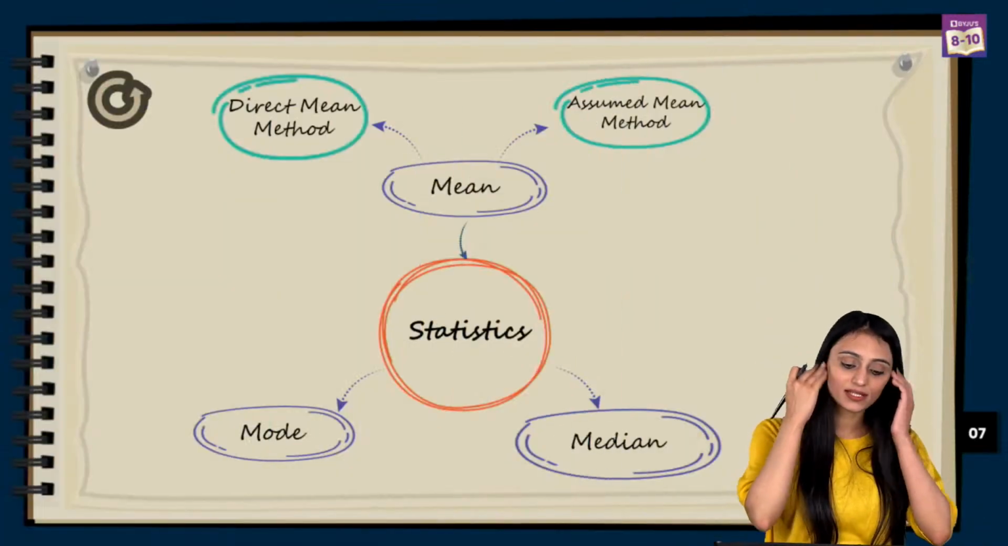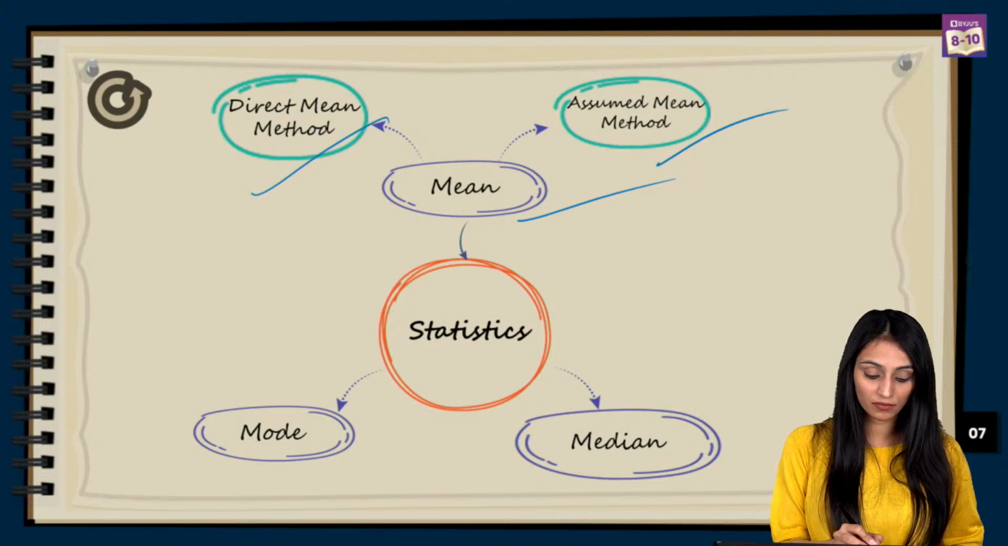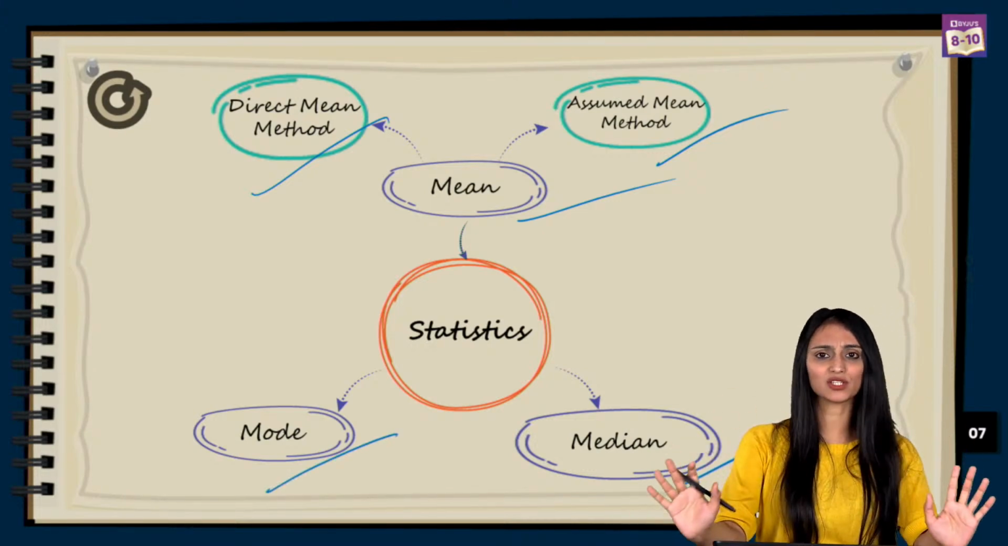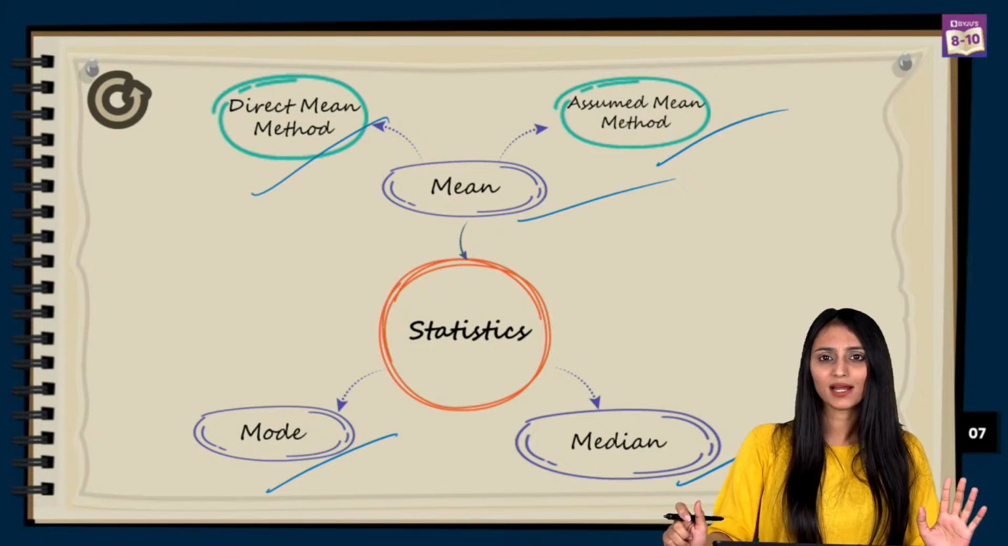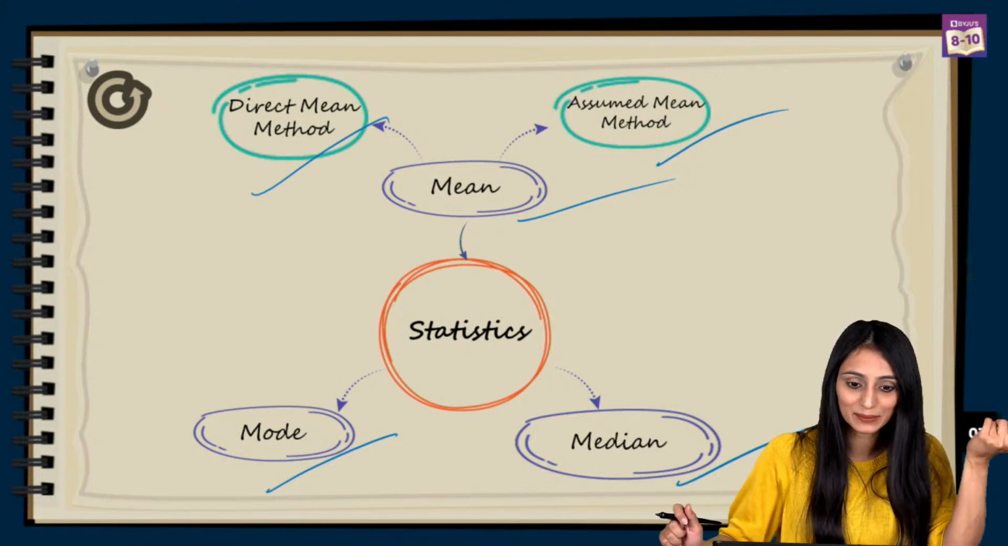So what have we discussed in statistics? We discussed mean, the two methods of mean, direct method and assumed mean method. We have mode and median. So there is a lot, right? It is an interesting chapter, and you see that statistics has made our life so easy. It really makes it easy for us to analyze the data.